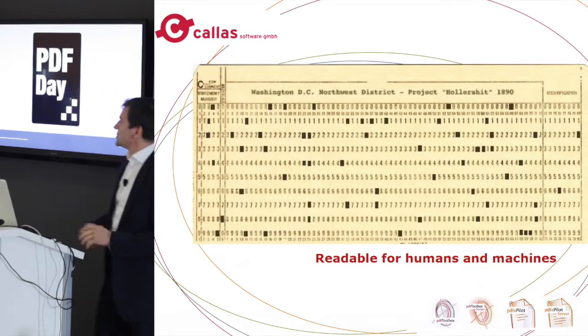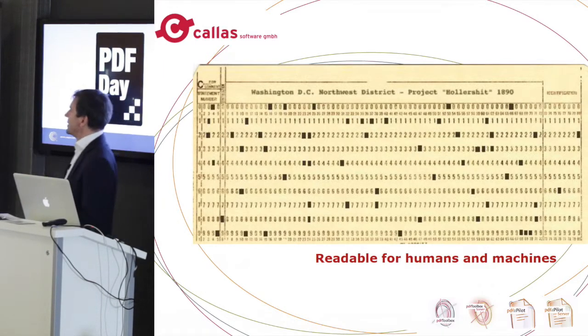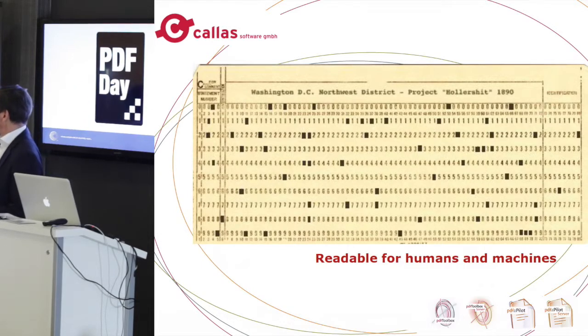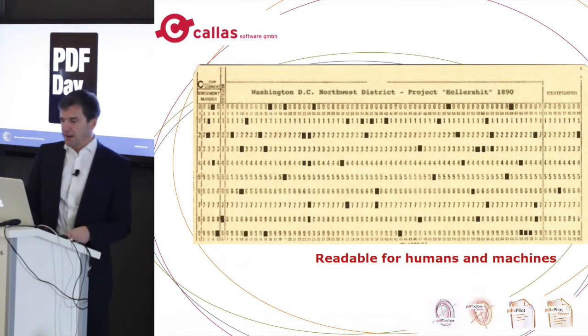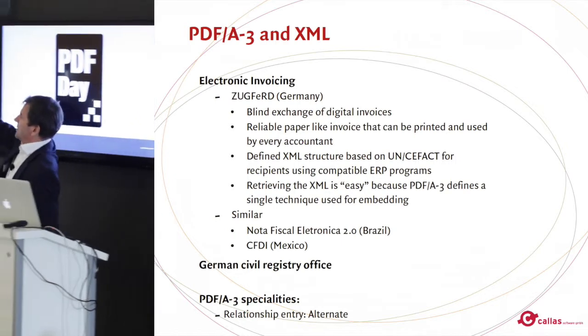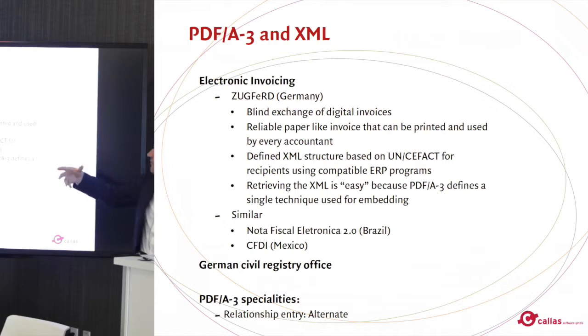So next use case, and that was actually the main idea behind PDF A-3, a file that is readable for humans and for machines in the very same way. And this is actually some standards that are built upon this PDF-A thing.